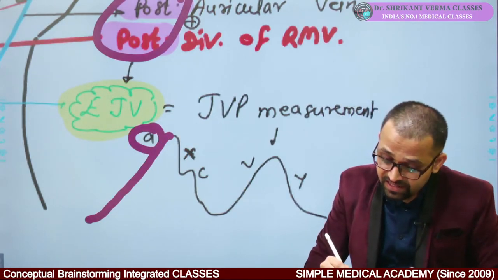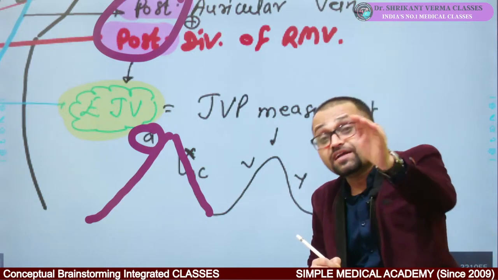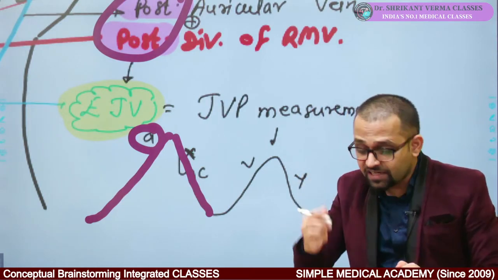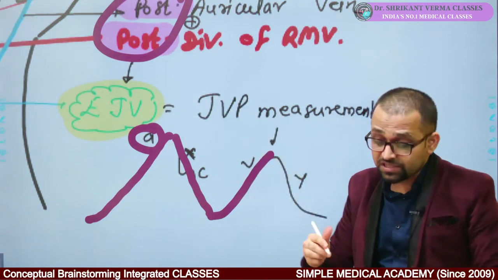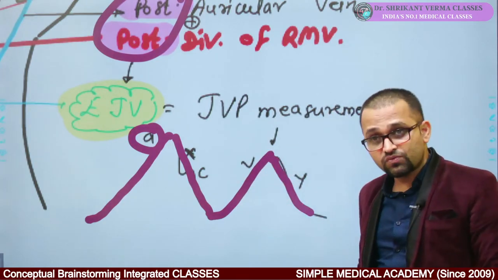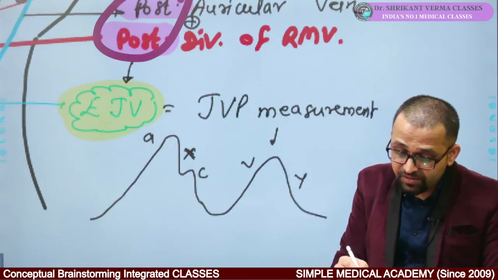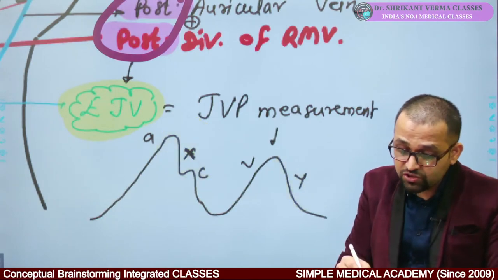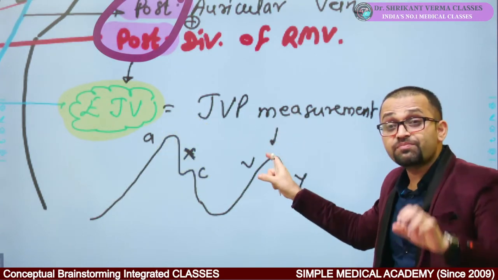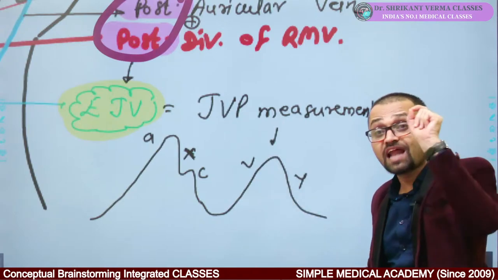Yes. And then you will get the descent. Why? Due to the atrial relaxation. And after the atrial relaxation, there is a ventricular contraction. Yes, V for ventricular contraction. And then there is a descent. Ventricular descent. So descent, how can you remember? Sir, descent are X and Y. But during all this, remember this JVP measurement, medicine integration, it shows the right atrial pressure.